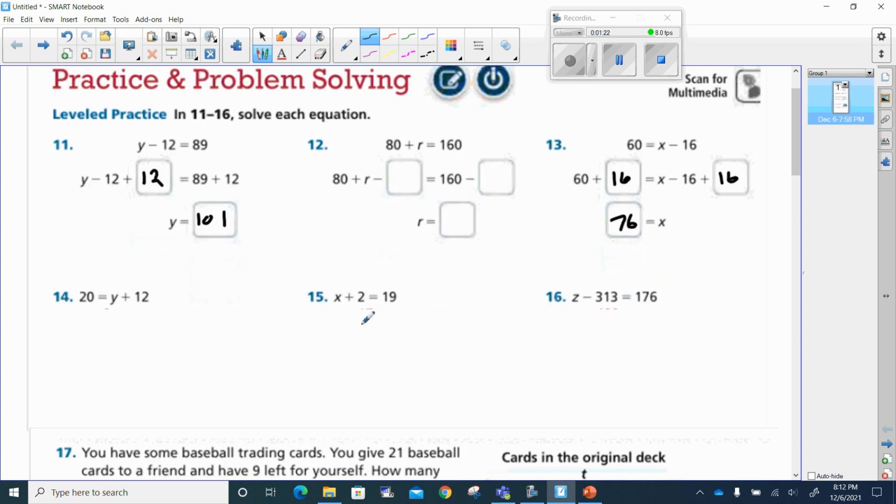Next is number 15. I got x plus 2 equals 19. The only way to get rid of this positive 2 to get x by itself is with a negative 2. Whatever I subtract from one side, I subtract from the other side. 19 minus 2 is 17. So that means x must equal 17.